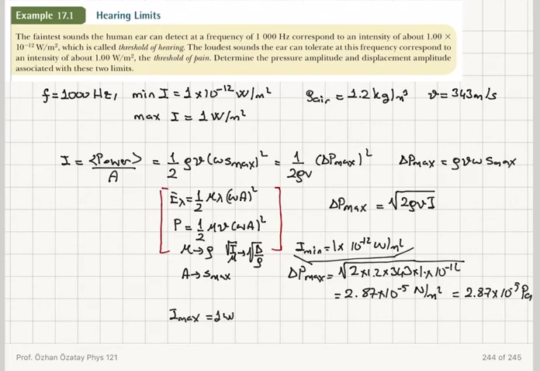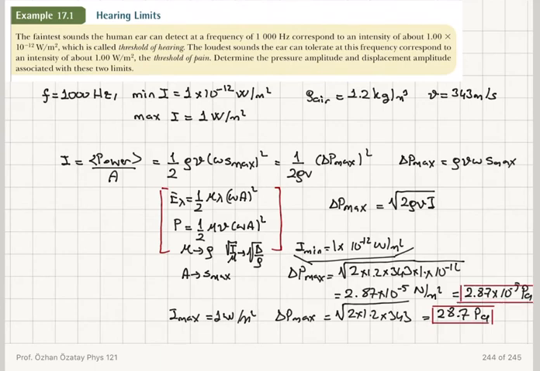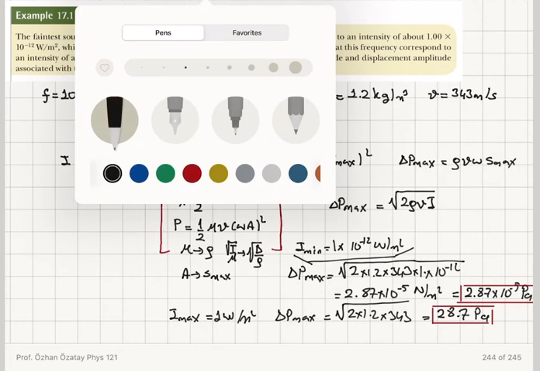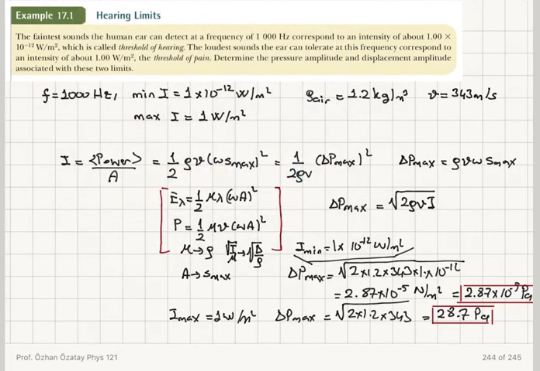And for maximum intensity, for 1 watt per meter squared, delta P max is equal to the square root of 2 times rho, 1.2 times 343 times 1. That gives us 28.7 pascals. So these two will be the amplitude of pressure, the maximum pressure I will have in the sound wave. And the displacement amplitude I can also obtain.